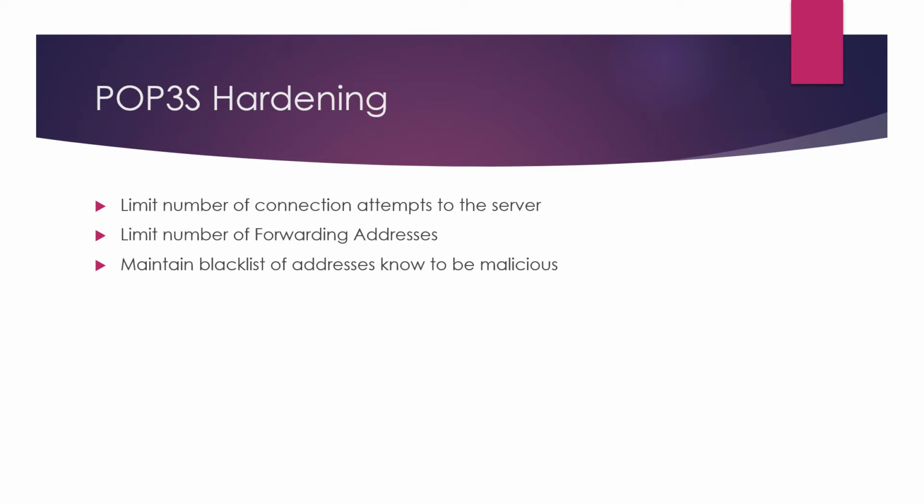The next tip for hardening POP3S would be to limit the number of forwarding addresses to only known ranges of users. That allows only specific users to transfer emails on the server, and it helps eliminate the risk of a relay attack. And then you're also going to reject any emails from well-known blacklisted malicious IP addresses. So you're going to want to maintain a blacklist for this server.